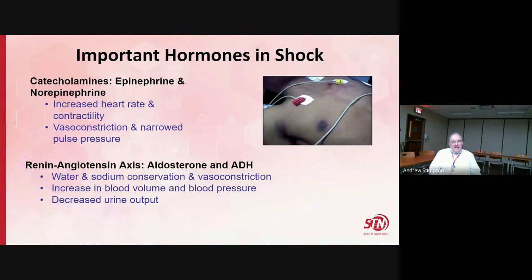The renin-angiotensin axis gives you the aldosterone and antidiuretic hormone. This is your body's way of saying as your volume goes down, we have to conserve water and sodium. It contributes to vasoconstriction, and it will increase your blood volume and blood pressure. Remember, this is why your urine output starts to decrease too.